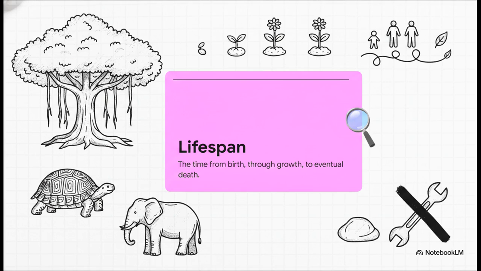But, as we know, life isn't permanent. All living things have a lifespan. This is basically the clock running from the moment they're born, through their period of growth, all the way to their inevitable eventual death. And the length of this lifespan, it varies wildly.